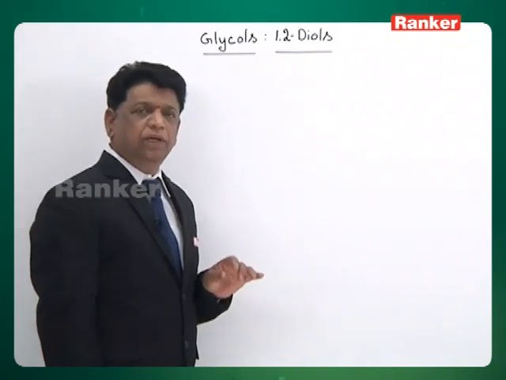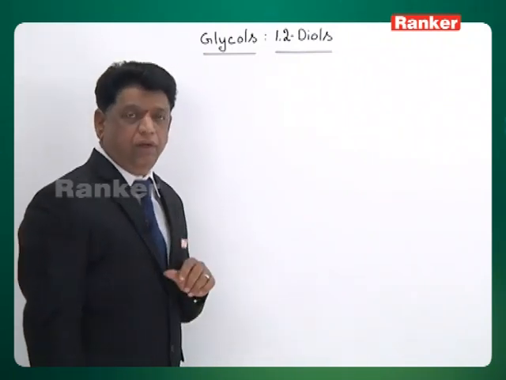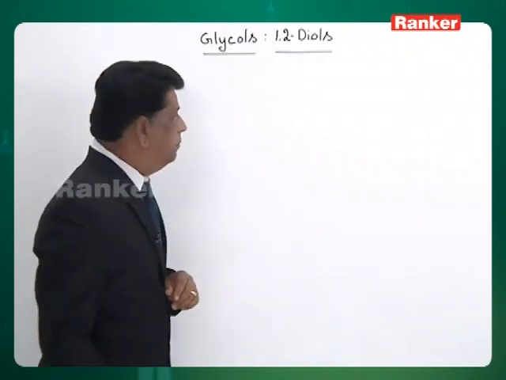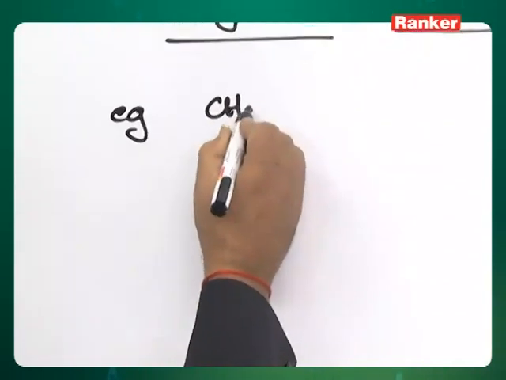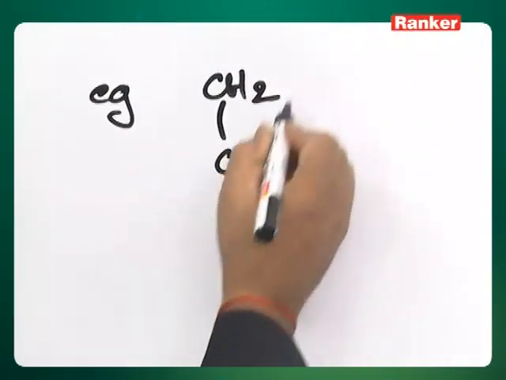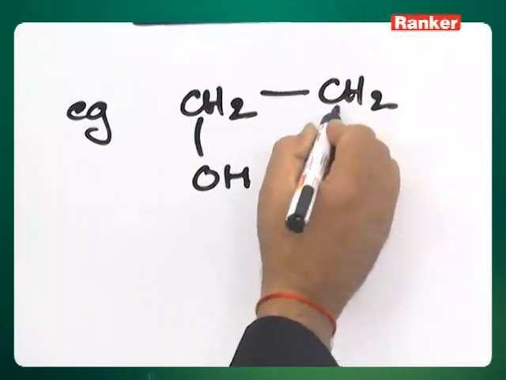On the same carbon we call it geminal. This is a vicinal diol, or 1,2 diol. The simplest example will be ethane with the two OHs side by side.